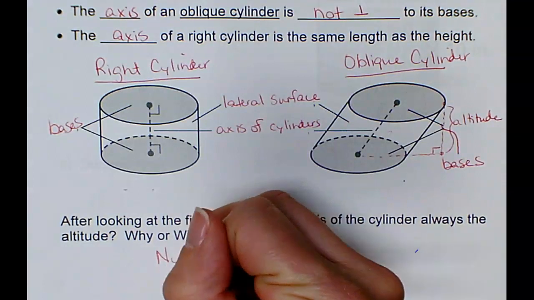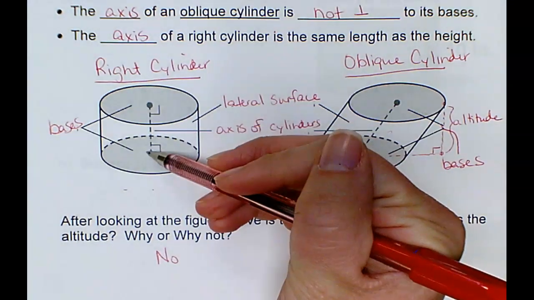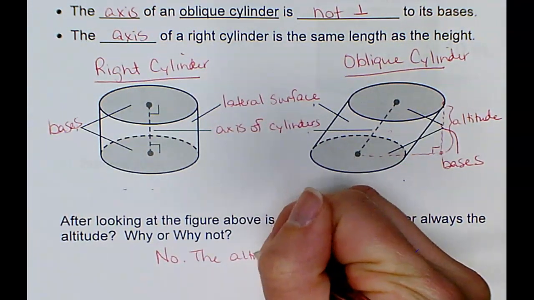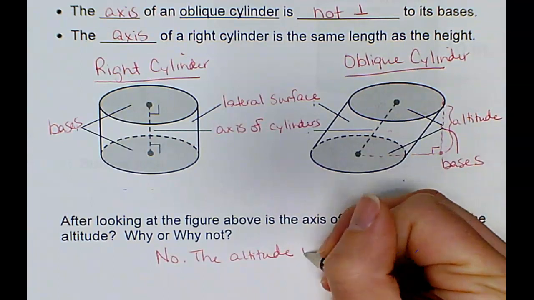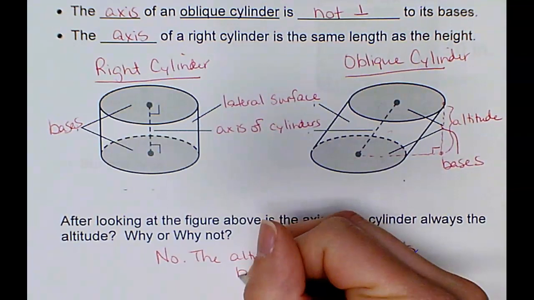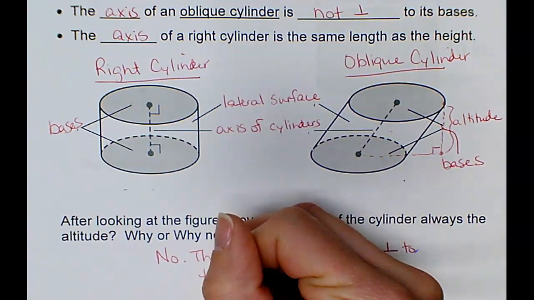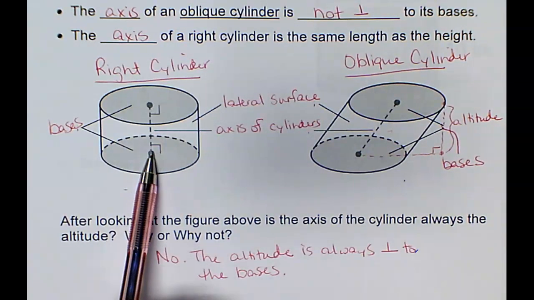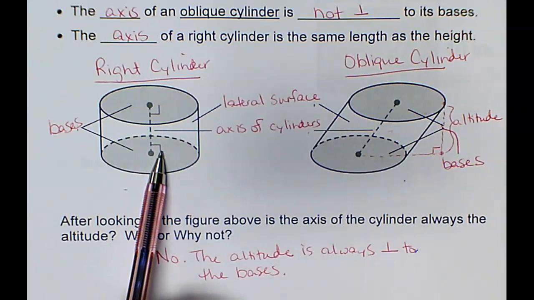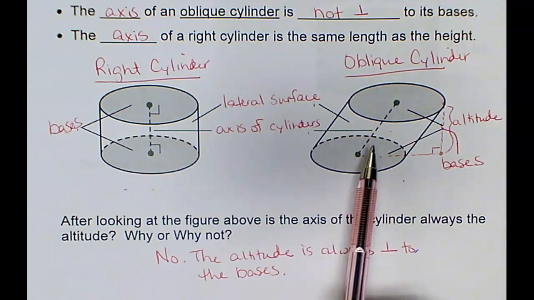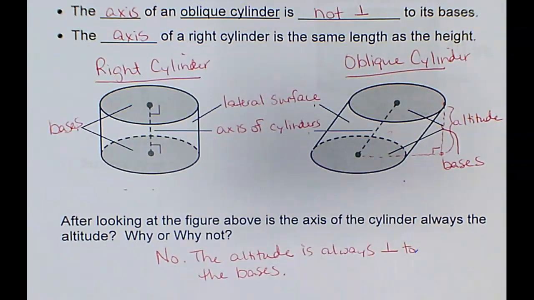The answer is no. It's not always the altitude. It is here, but it is not here, because the altitude is always perpendicular to the bases. Always. So in a right cylinder, the axis of the cylinder is the altitude. It's perpendicular to the bases. In an oblique cylinder, the altitude is not the axis of the cylinder, because the axis of the cylinder is not perpendicular to the bases. The altitude is this distance right here.